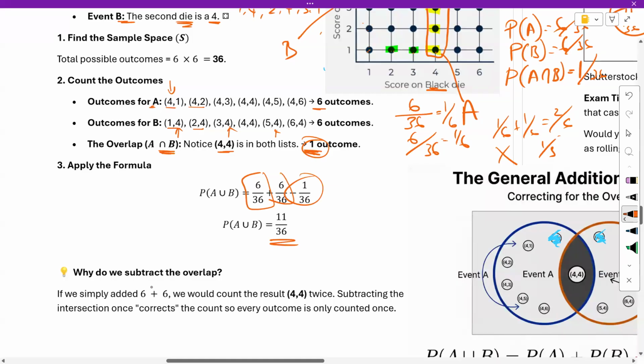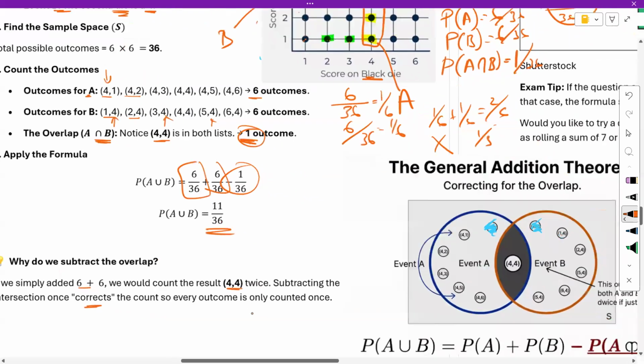So why do we subtract the overlap? If we simply added 6 plus 6, we would count the result (4, 4) twice. Subtracting the intersection once corrects the count, so every outcome is only counted once.